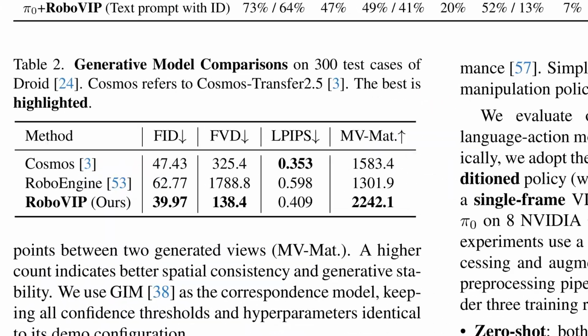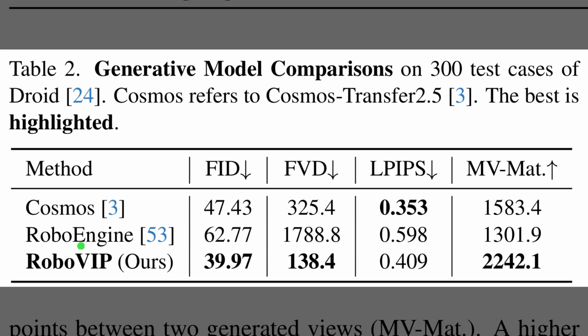Okay, having built the pool, Table 2 evaluates how well the video generation actually works compared to state-of-the-art baselines like Cosmos and RoboEngine. The results show a clear advantage in video quality. For instance, look at the FVD column, which measures the Fréchet video distance, a standard metric where lower scores indicate more realistic temporal motion. RoboVIP scores a low 138, drastically outperforming RoboEngine's score of nearly 1800. Crucially, the last column, Mvs Matte, tracks multi-view consistency by counting matching points between camera angles. Here, the model achieves over 2200 matches, showing it maintains superior spatial coherence across different views.